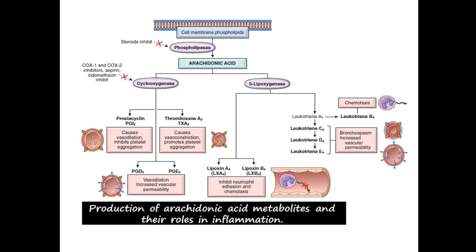Now, here we put together all the effects of the arachidonic acid metabolites, and we can see that the cyclooxygenase enzyme results in the formation of prostaglandins and thromboxane, while the lipoxygenase enzyme results in the formation of lipoxins and leukotrienes. The prostaglandins have a role totally against the thromboxane A2, and similarly in the lipoxygenase pathway, the lipoxins antagonize the effects of the leukotrienes.